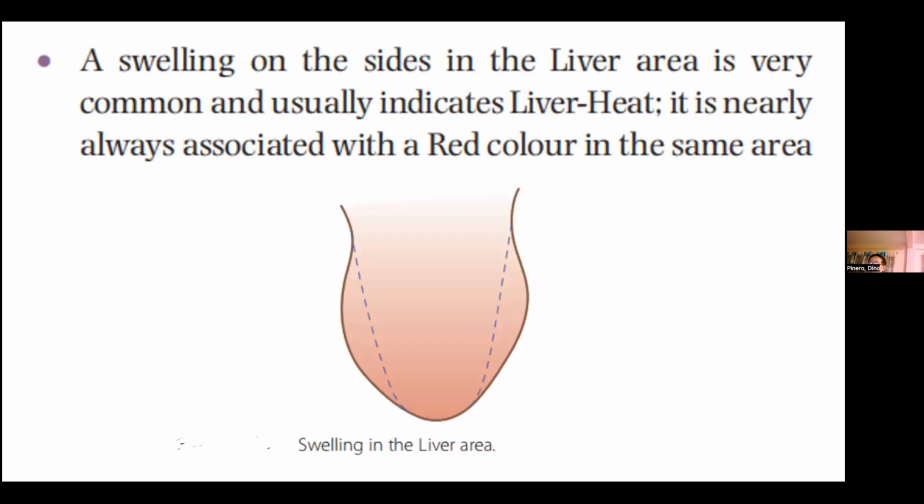A swelling on the side in the liver area is very common and usually indicates liver heat. It is nearly always associated with the red color in the same area. So since this is a liver heat, so liver area, which is this side, and there is a red color of these sides of the tongue.